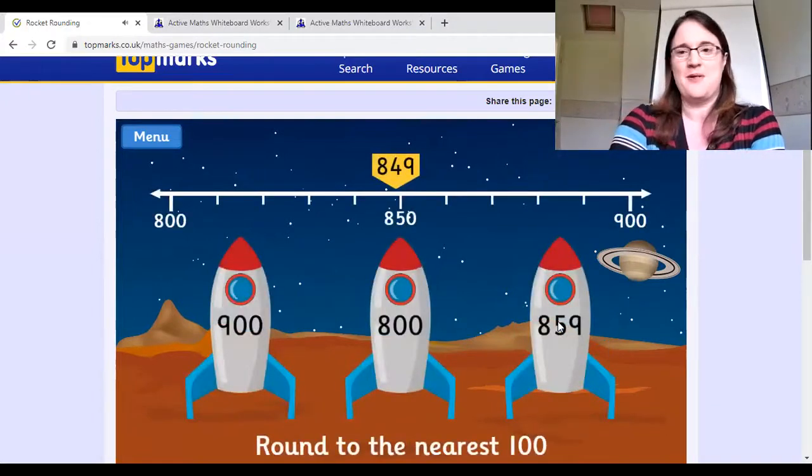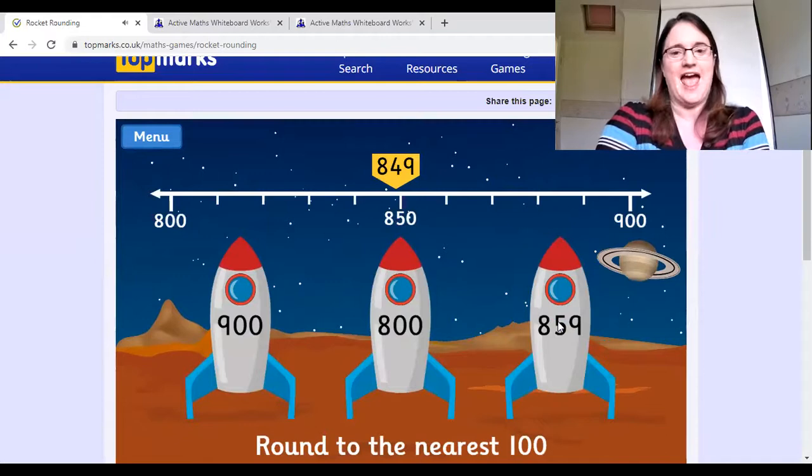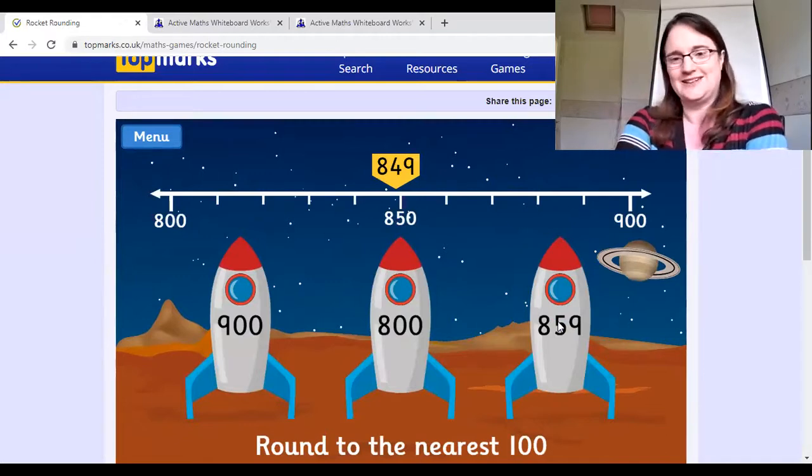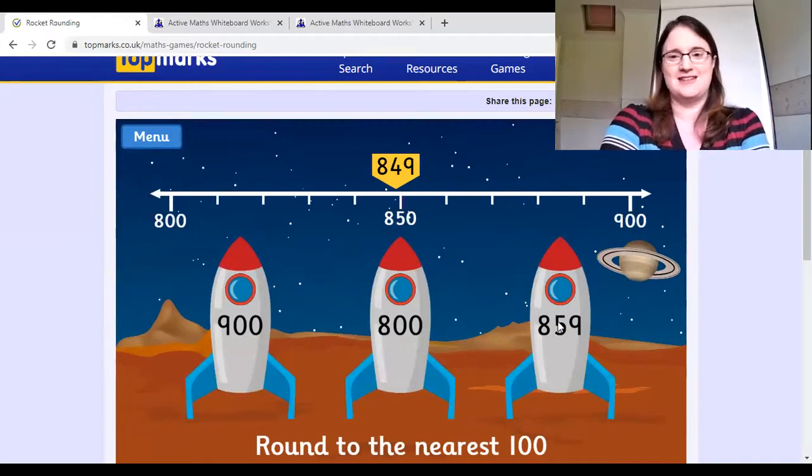One more with the number line to help you, and then we're going to go without the number line. 849. Where's it going? Is it going to 800 or is it going to 900? Because it's very fractionally, isn't it, closer to 800.